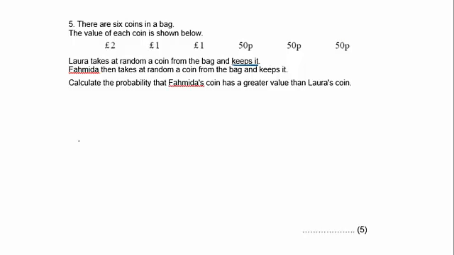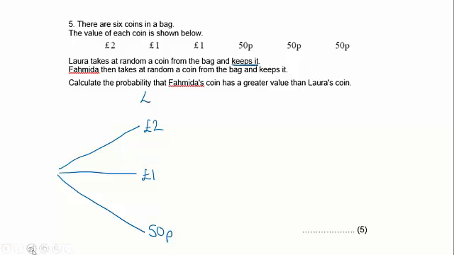So there are different ways of going about answering this question. I'm going to do it using a probability tree, because a probability tree is a really simple way of showing and calculating different probabilities. So 3 different possibilities. I'm going to first look at Laura. When Laura gets to the bag, she can either pick a £2 coin, a £1 coin, or a 50p coin. So I'm going to put that at the end of my first set of branches: £2, £1, or 50p.